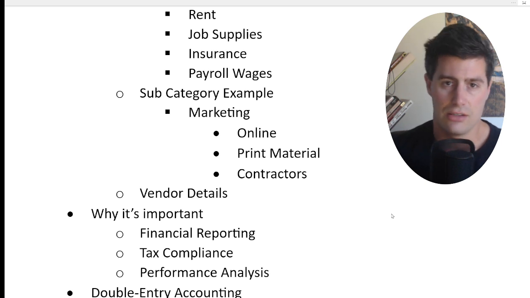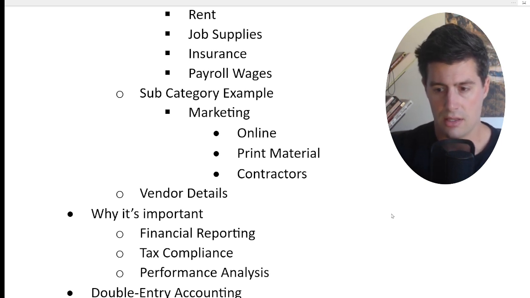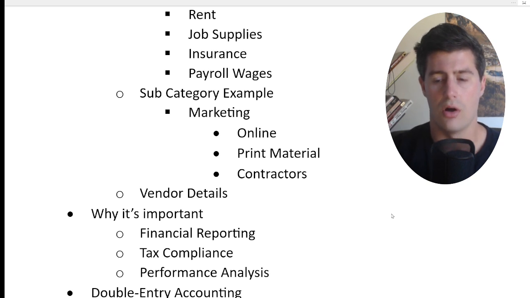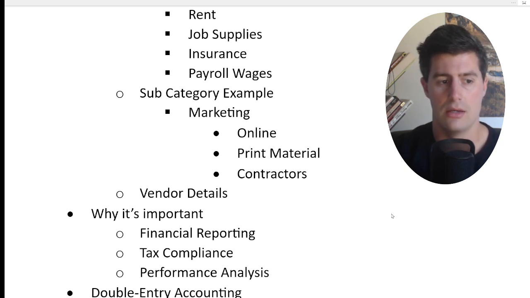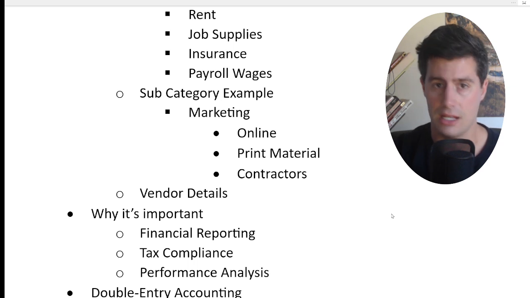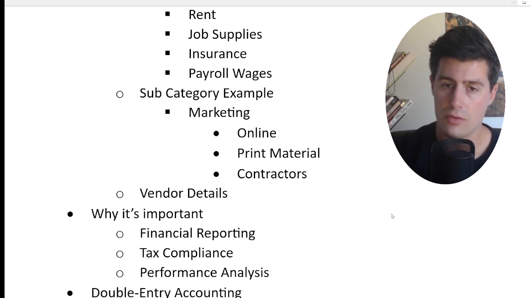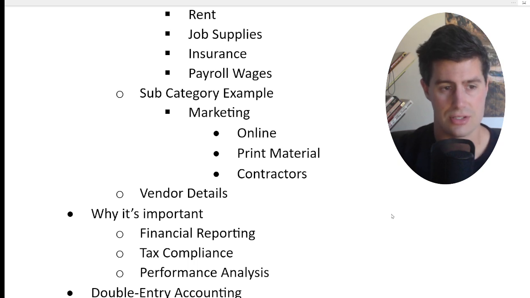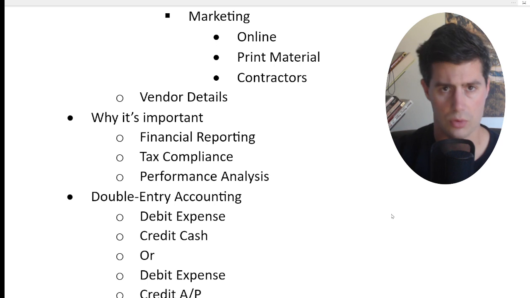And then the last thing you'll need after you get the date of the transaction and the amount of the transaction, you also want to make sure you have the vendor details or the payee. Who did you pay? This is especially important if you're paying subcontractors or 1099 independent contractors. You need to keep track of these expenses so that you can give your contractors a 1099 at the end of the year. So, what's the point?